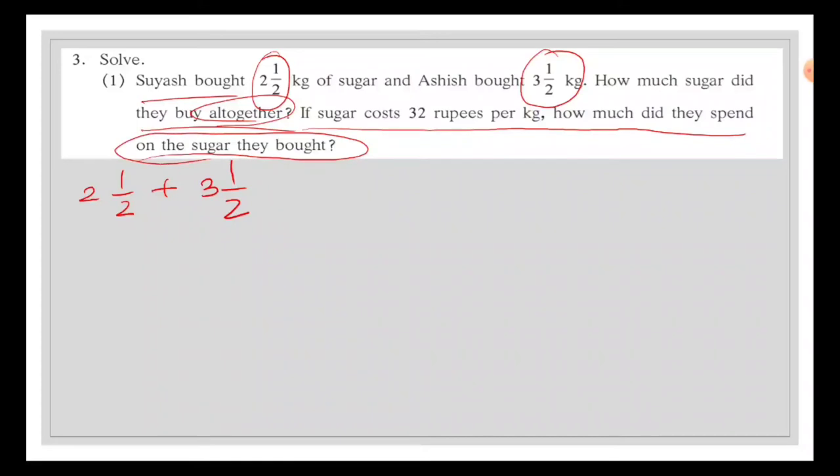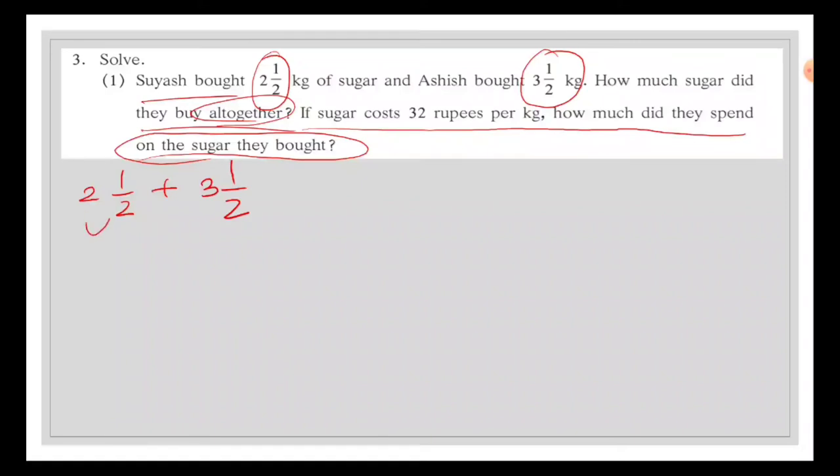Okay, so first of all, we have to find out how much sugar they bought, and then we will be multiplying the number which we got by 32, so that we get the price of how much they spent on the sugar.